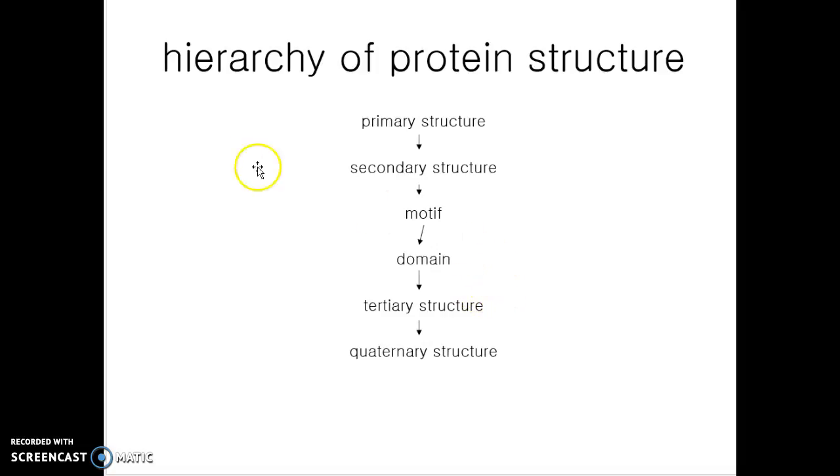Lastly, we could summarize the hierarchy of protein structures. Motifs and domains are additional to the traditional structures.